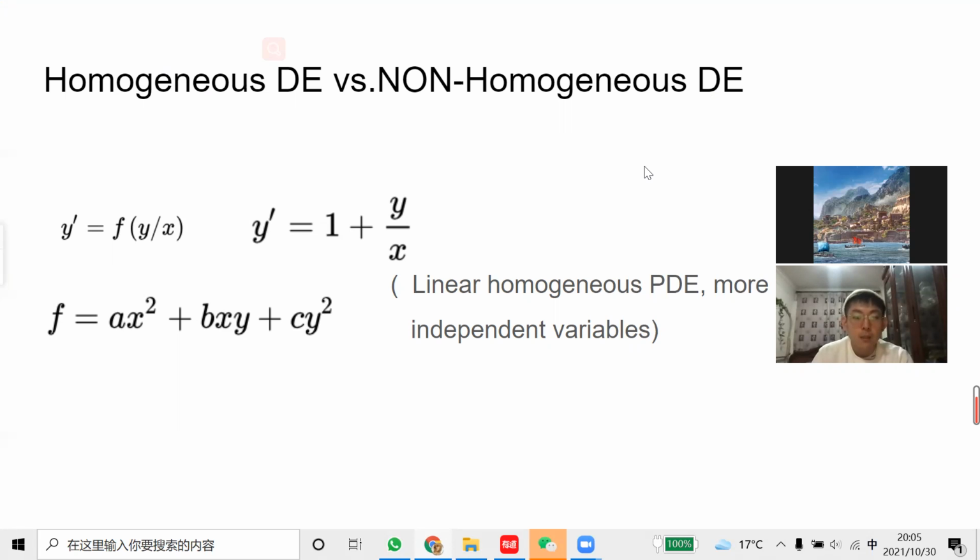So this equation is a linear homogeneous PDE, since it has more than 1 independent variable. Okay, next page.